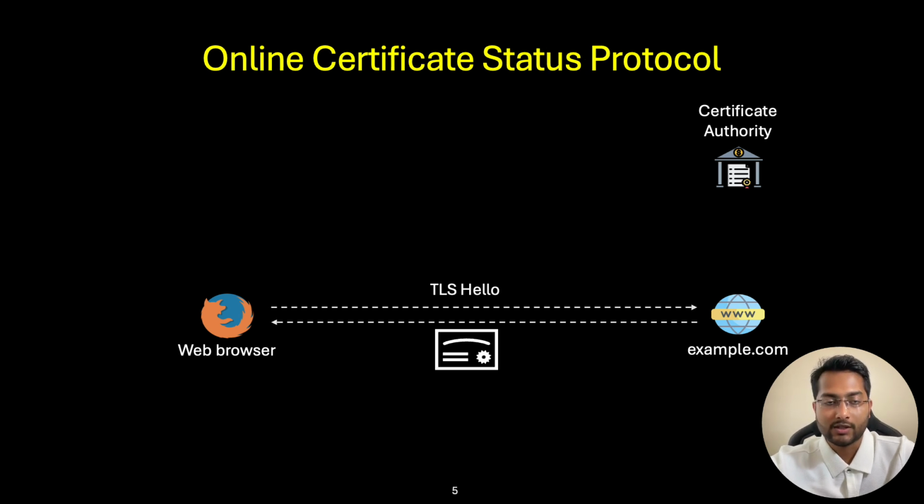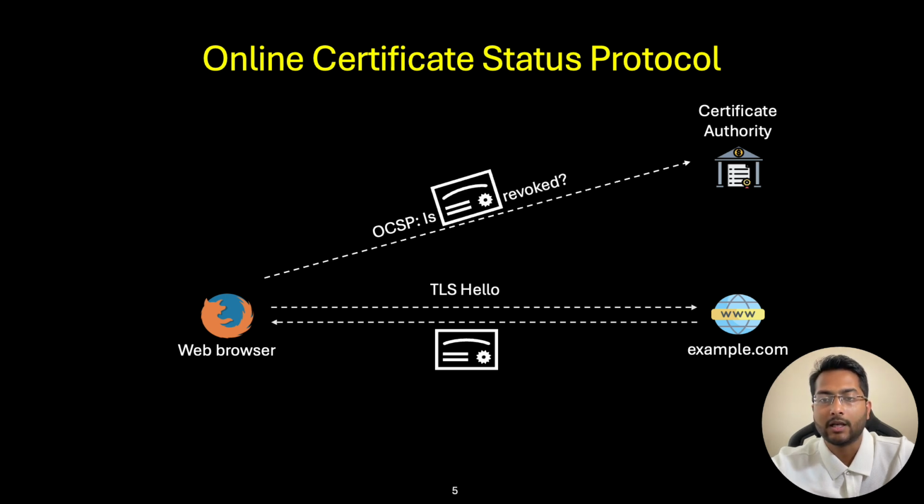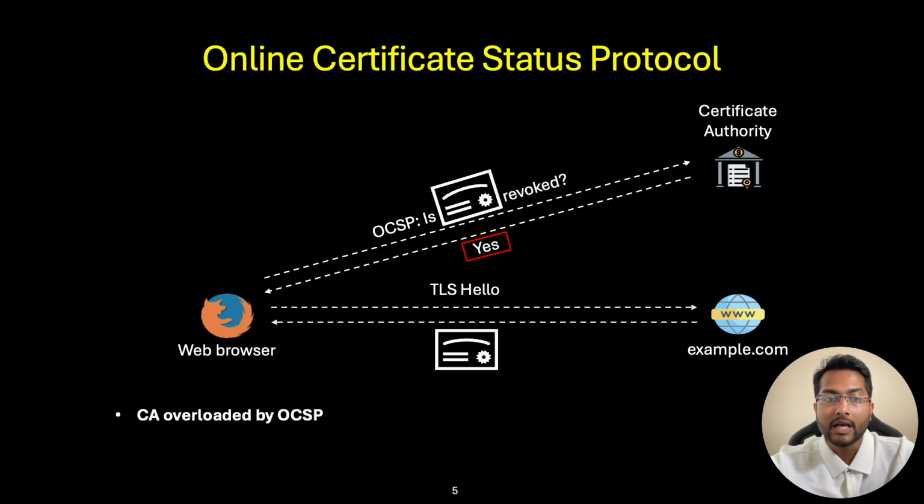Another solution is OCSP or Online Certificate Status Protocol. In OCSP, the browser asks the CA, "Hey, is this certificate revoked?" and CA replies with yes or no. The problem in OCSP is the CA can be overloaded by millions of OCSP requests from millions of clients, and also the privacy of the client is not preserved in OCSP.